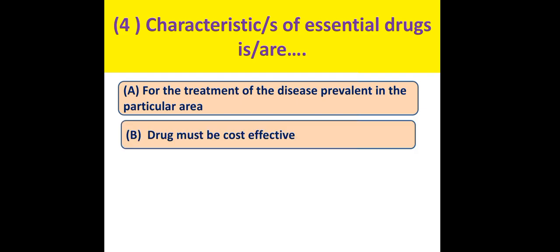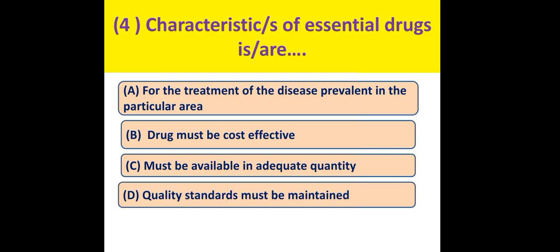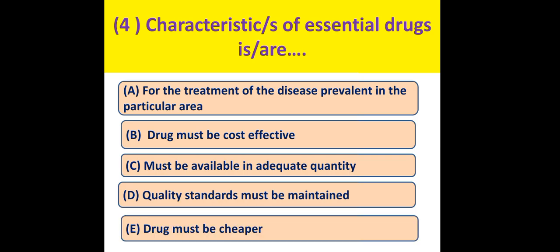Question 4. Characteristics of essential drugs are: it is for the treatment of the disease prevalent in the particular area. Yes, very true. Drug must be cost effective. Yes. Drug must be available in adequate quantity. Yes. And quality standards must be maintained. Yes. So all of these are correct options. Drug must be cheaper. No.